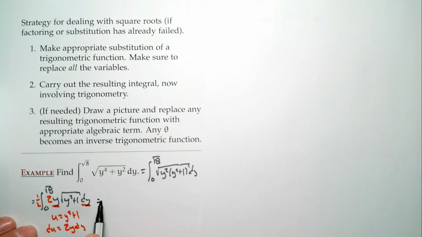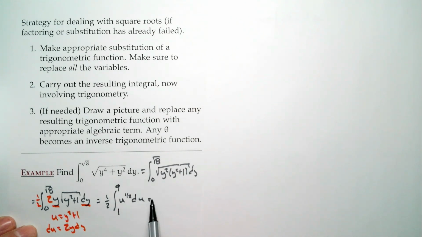There's a half integral. The 2y dy becomes our du. Square root of y squared plus 1 becomes u to the 1/2. What are our new bounds? 9 is the upstairs one because square root of 8 squared plus 1 will be 9. How about downstairs? 1. Because 0 squared plus 1 is 1.